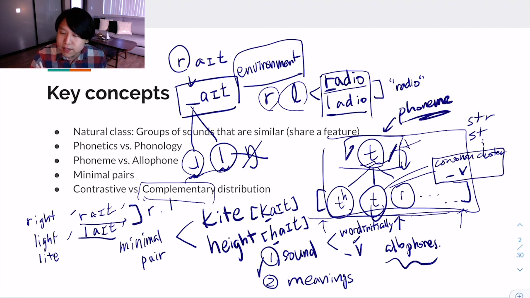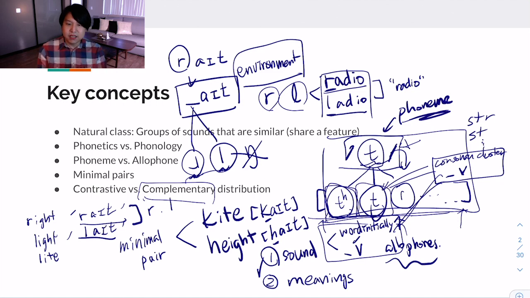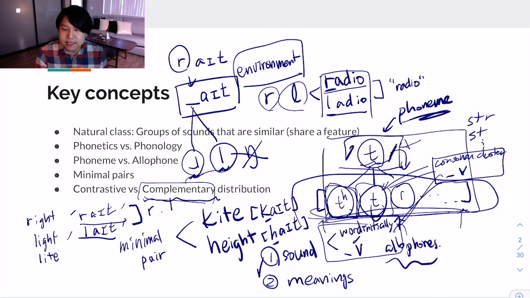So there are two environments where T without an aspiration can fall in, and there are two different environments that only a T with aspiration can fall in. So there is no overlap between the environments these two sounds can exist in. So these two sounds are said to have a complementary distribution because they complement each other in the world of environments. So that's why these two sounds are regarded as allophones of a single phoneme. So that's the concept of contrastive and complementary distribution.